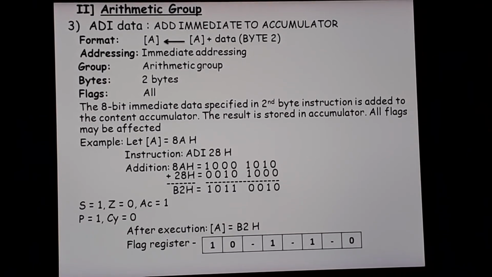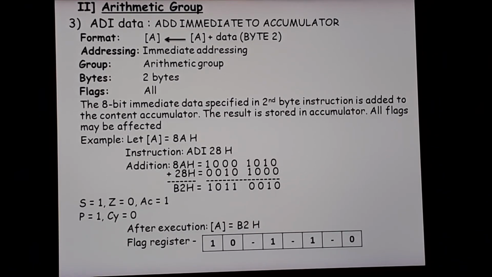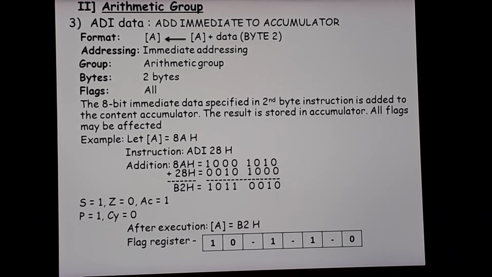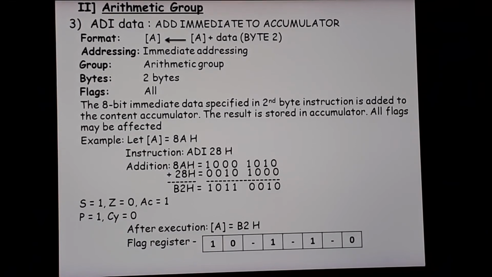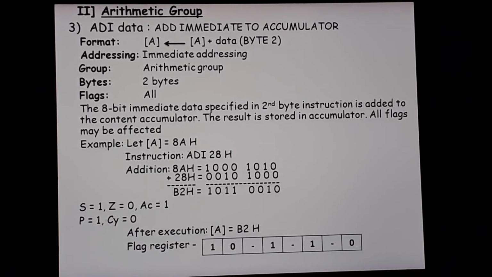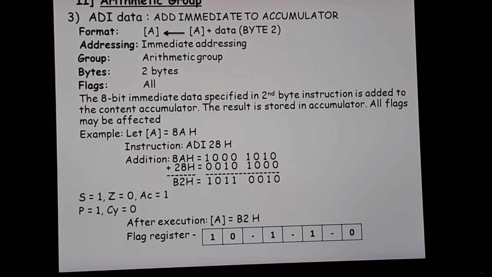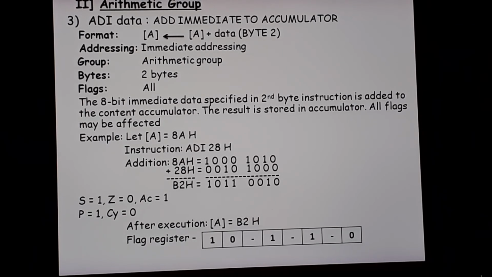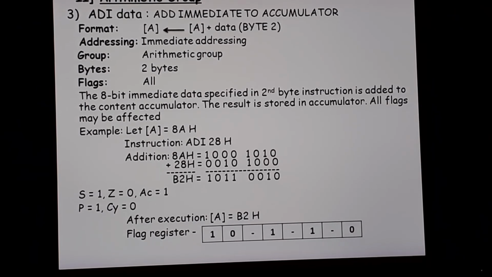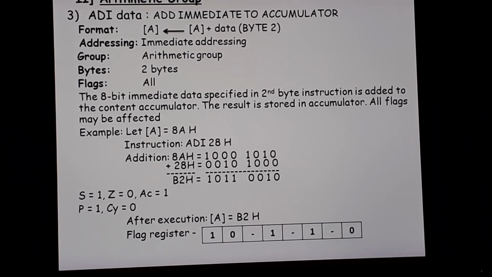Sign flag is 1. Why? Because my D7 bit is 1, so sign flag is 1. Zero flag is 0. Why? Because obviously we have ones in my answer. If all the bits in my answer were 0, only then the zero flag would be set to 1. AC flag is set to 1. Why? Because there was a carry generated from the D3 bit to D4. Parity is 1. Why? Because we have an even number of ones, 4 ones, so parity is 1. Carry flag is 0. Why? Because there was no carry generated from the D7 bit.